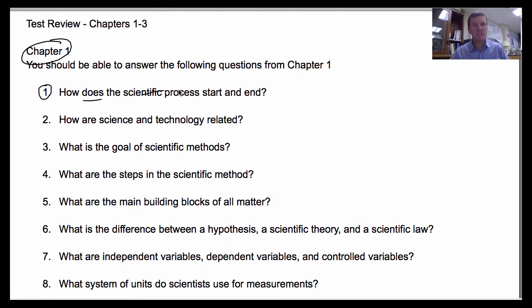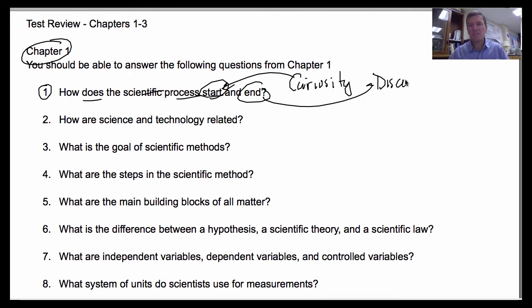First question, how does the scientific process start and end? So it starts with curiosity. Remember I said let's stay curious. Let's just pique our curiosity and keep wondering, keep being inquisitive and asking questions. And it ends with discovery. What does that mean? It means our curiosity is going to lead to questions and investigations, and then hopefully we discover something. And often in class I will have you discover and investigate instead of me just giving you the answers.